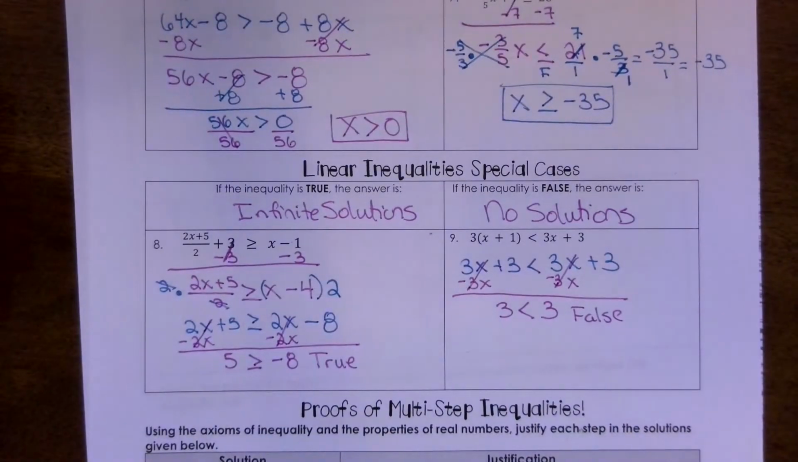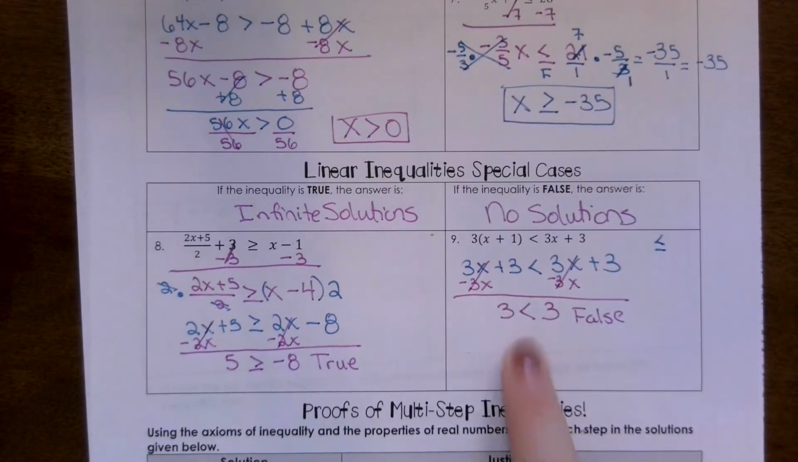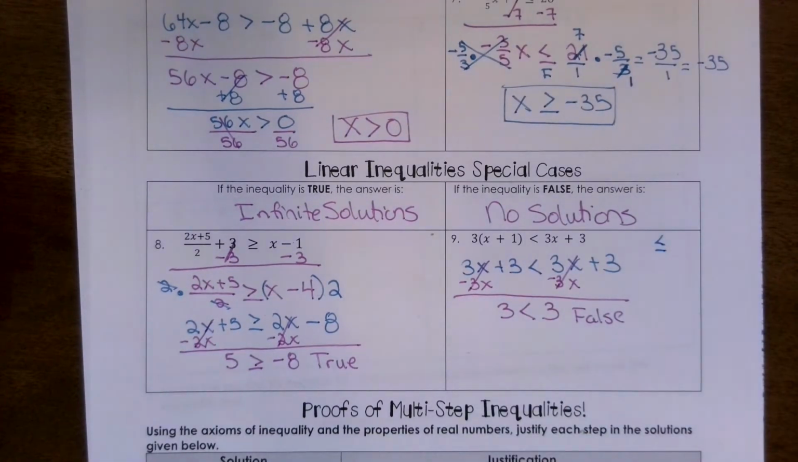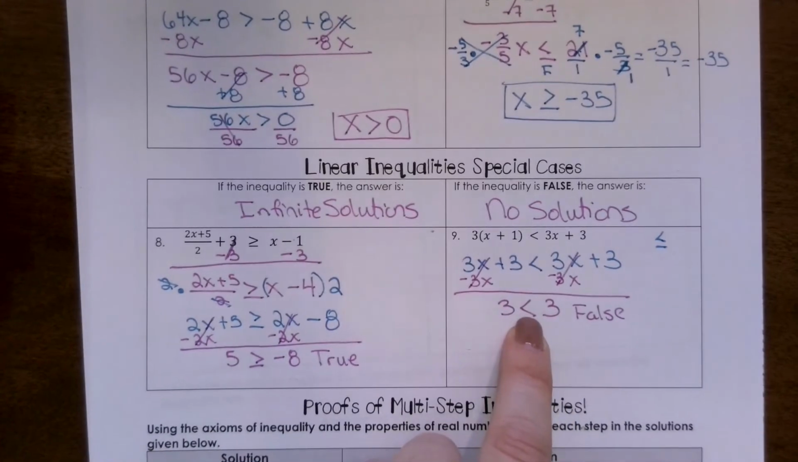However, I do want to highlight that if this were a less than or equal to, this would be a true statement. And then I go to the infinite solutions, right? It'd be a true statement because less than or equal to would mean that 3 is equal to 3, and it would fit.